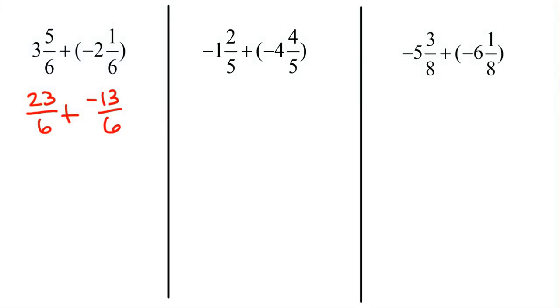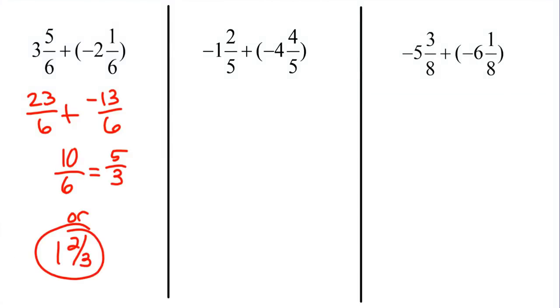And then if I add the numerators, 23 plus -13, that's like 23 minus 13. So that's 10/6, which is 5/3, or 1 and 2/3. Positive 1 and 2/3. Next one, -1 and 2/5 plus -4 and 4/5 as improper fractions.